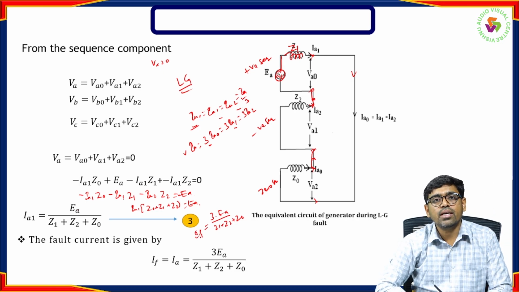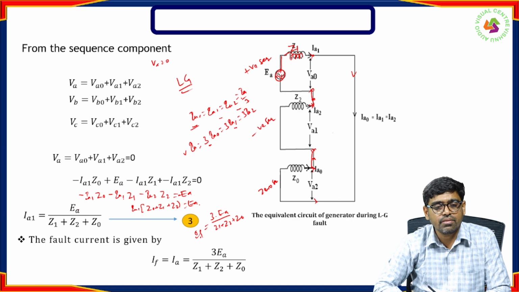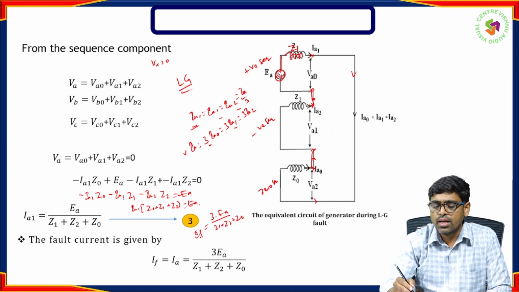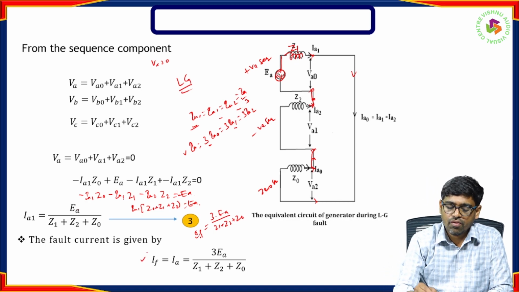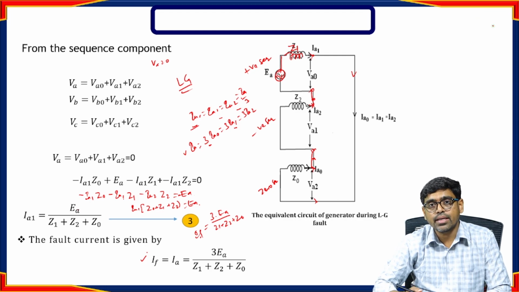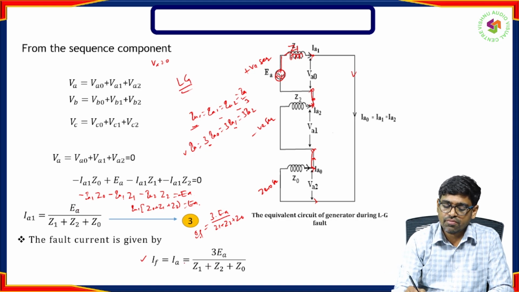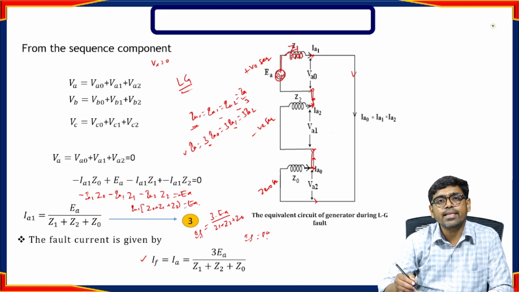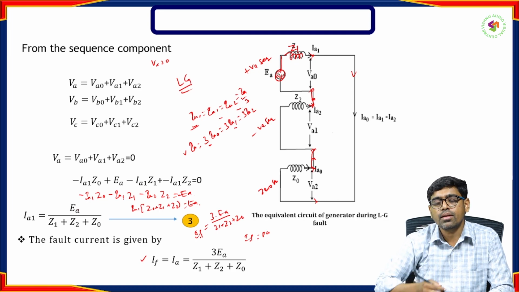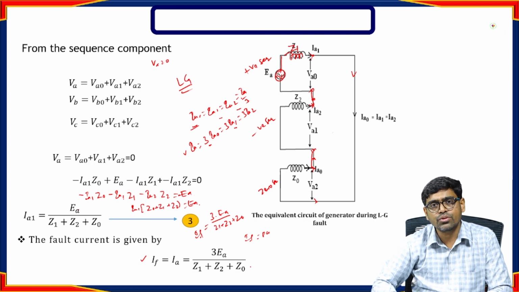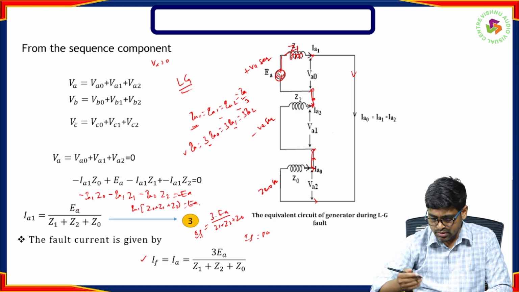First we need to calculate the sequence component of current, that is Ia1 or Ia0, any value, and multiply it by 3 to get the fault current. If the Ea value is in per unit, then the fault current is in per unit. If you want the actual value, we need to multiply the per unit value by the base value. In problems, we need to calculate the fault current, and we analyze that fault current for the circuit breaker ratings.